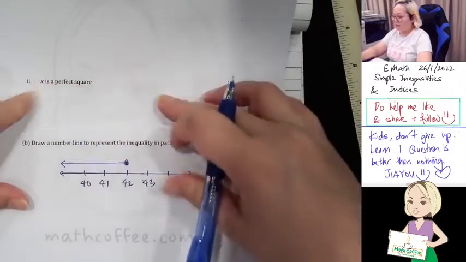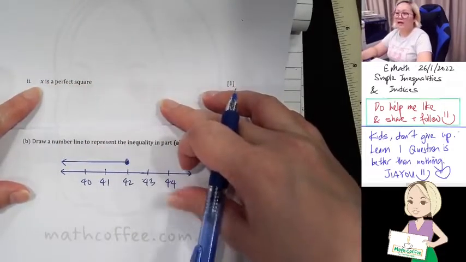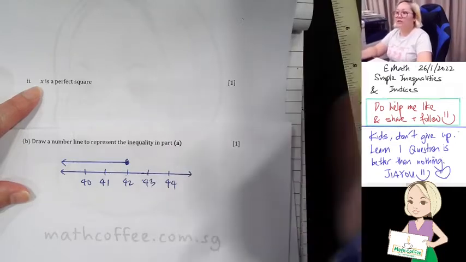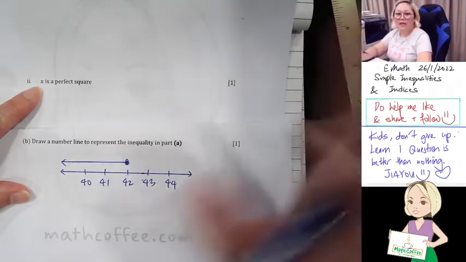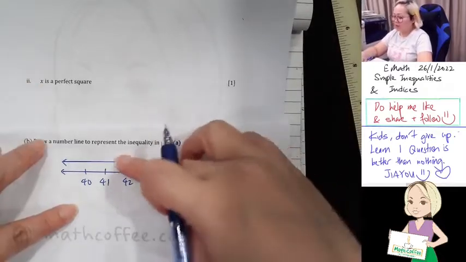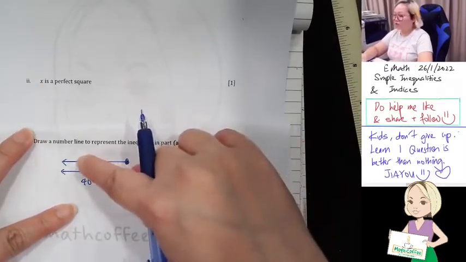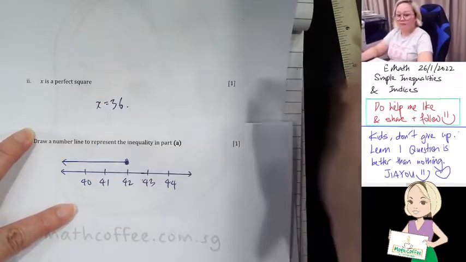Yes, okay. Perfect square. Perfect square is what? Perfect squares are numbers that you can square root nicely. 1 times 1 is 1. 2 times 2 is 4. 3 times 3 is 9. So 1, 4, 9, 16, 25, 36, 49. All these are perfect squares. So looking at here, the next one they will reach is 36. They ask for the largest perfect square. So x is 36.